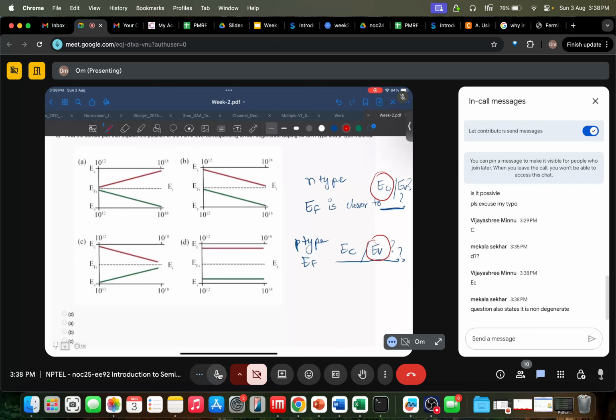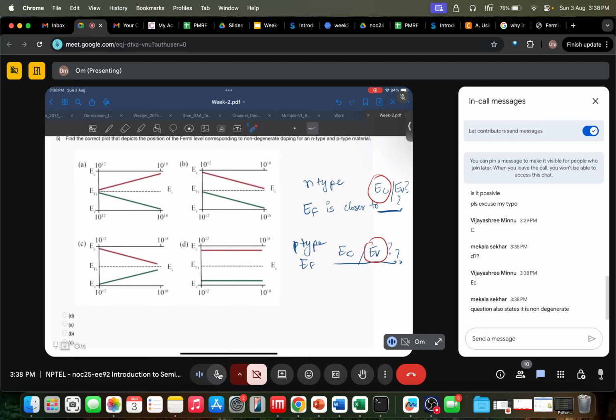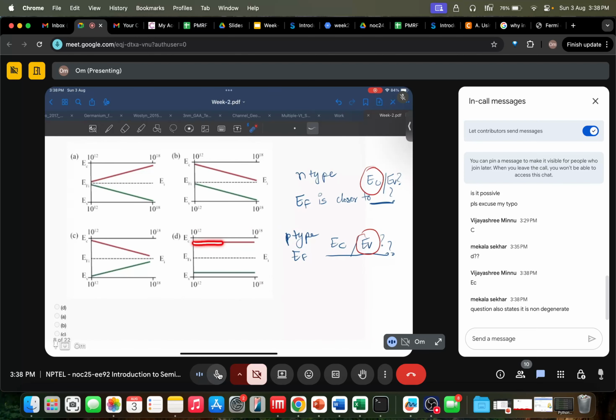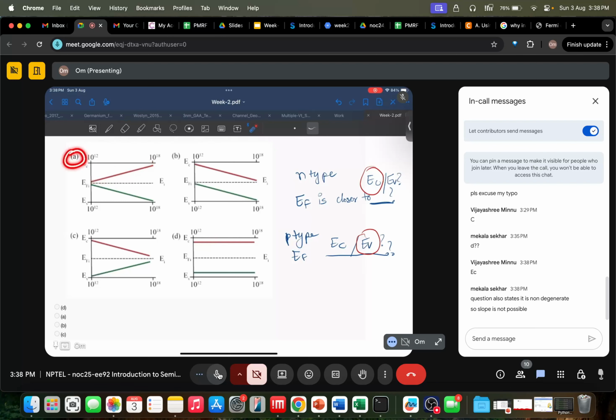So here what is happening, if you see, you are increasing the doping concentration from 10 to the power 12 to 10 to the power 18 in both N-type and P-type. So the Fermi level would go closer and closer to Ec, right? So the answer is option A.